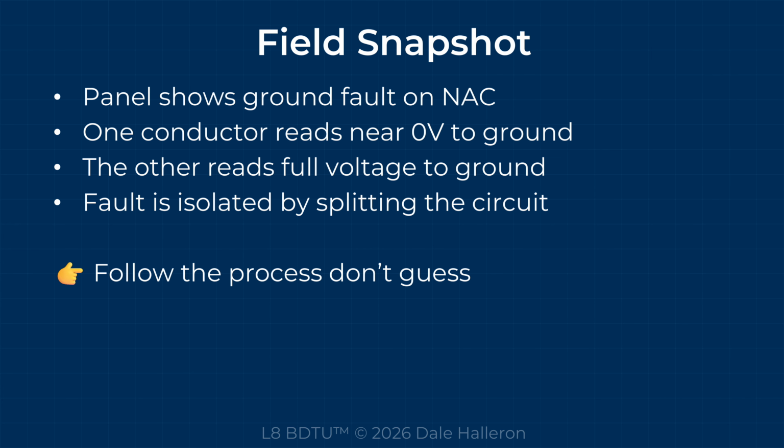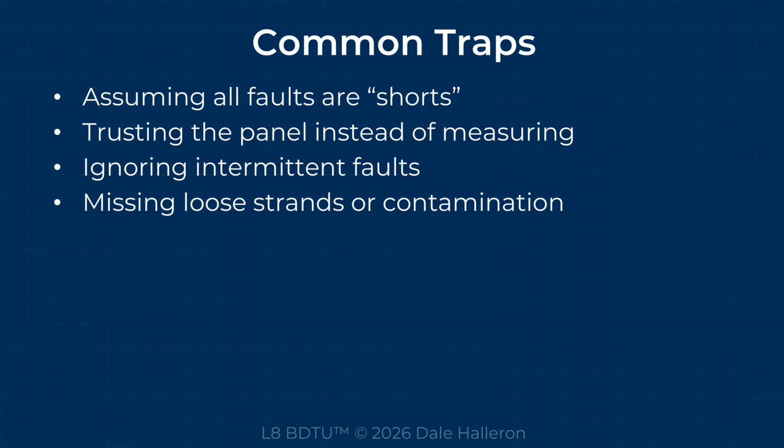A field snapshot. Panel shows ground fault on a NAC. One conductor reads near 0 volts to ground. The other reads full voltage to ground. Fault is isolated by splitting the circuit. Follow the process, don't guess at it. Common traps: assuming all faults are shorts, trusting the panel instead of measuring, ignoring intermittent faults, missing loose strands or contamination.